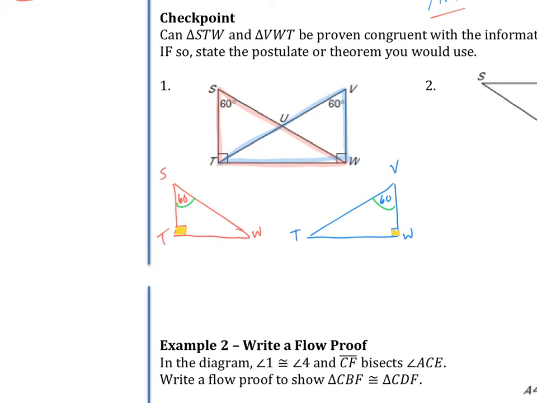Is there anything else in the picture that is the same? And if you look, do you see up here that this red and blue lines are overlapping? That's because TW is in both triangles. So TW is congruent in the two triangles. So what we actually have right now is angle, angle, side. So are these triangles congruent? Yes. Angle, angle, side congruence.